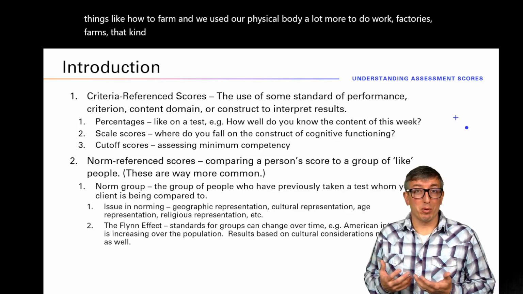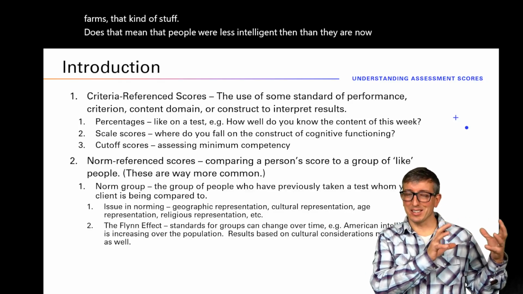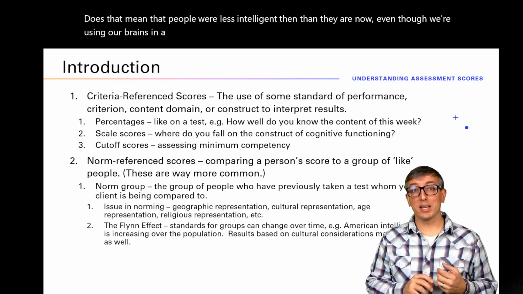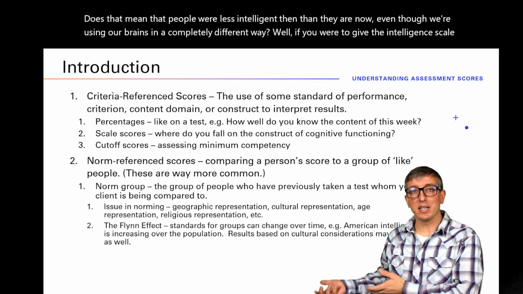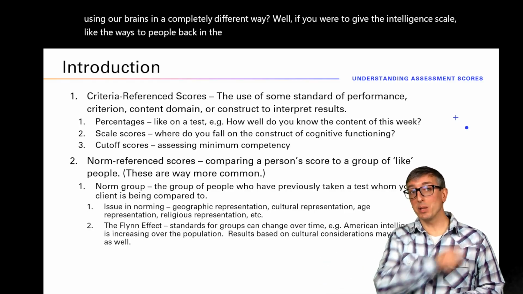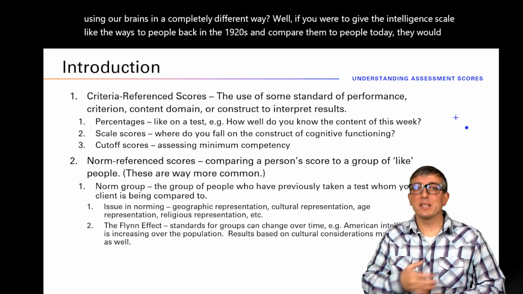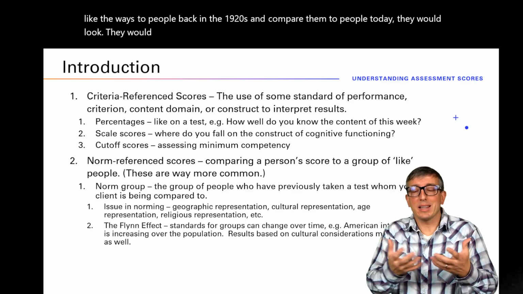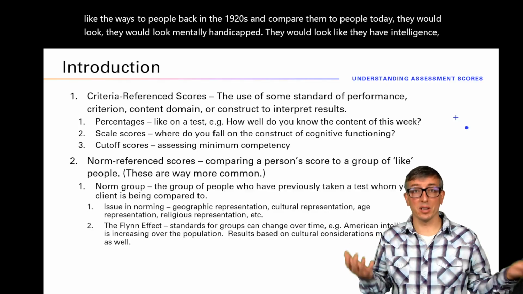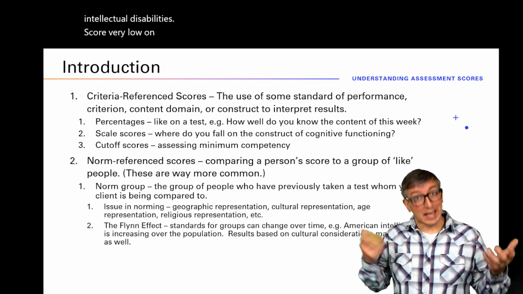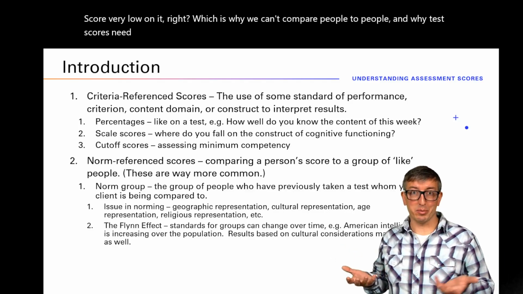Does that mean that people were less intelligent then than they are now, even though we're using our brains in a completely different way? Well, if you were to give the intelligence scale, like the Wechsler, to people back in the 1920s and compare them to people today, they would look mentally handicapped. They would look like they have intellectual disabilities. Score very low on it, right? Which is why we can't compare people to people and why test scores need to be maintained and updated.